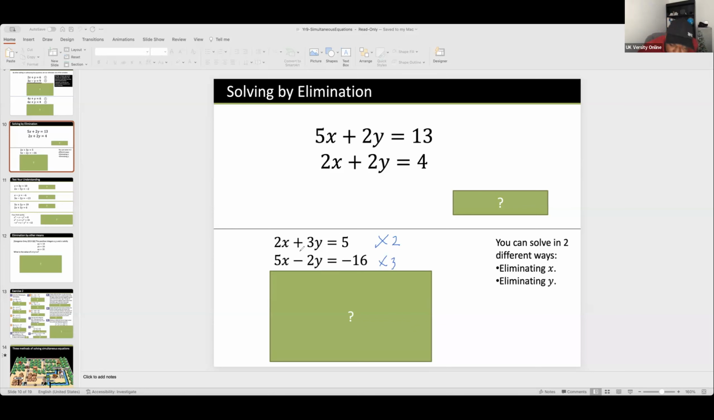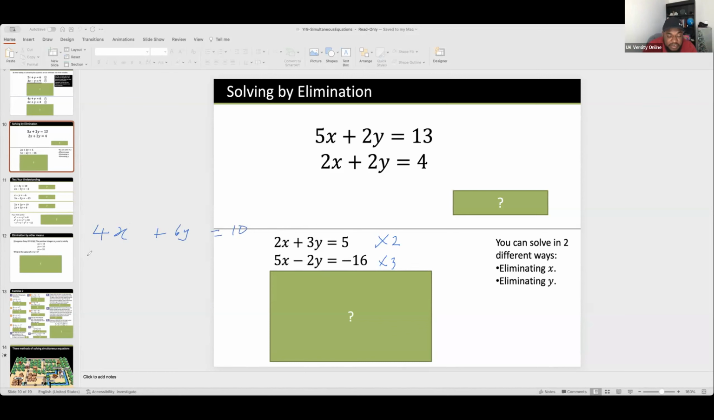The reason why I multiply the top one by 2 is that the common multiple of 2 and 3, the one in the middle, you want to make them the same. The common multiple is going to be 6. 3 times 2 is 6, and 2 times 3 is 6. So 2 times 2, that's 4x. 2 times 3, that is 6y. 2 times 5, that gives you 10.